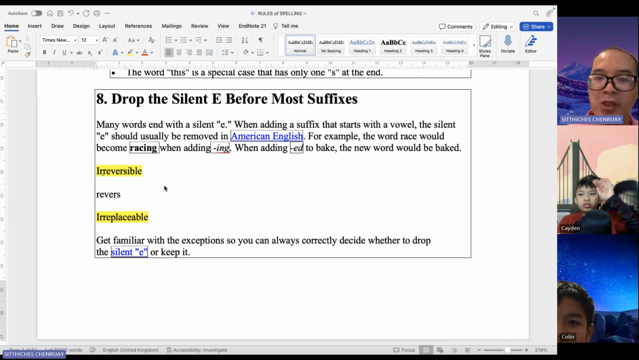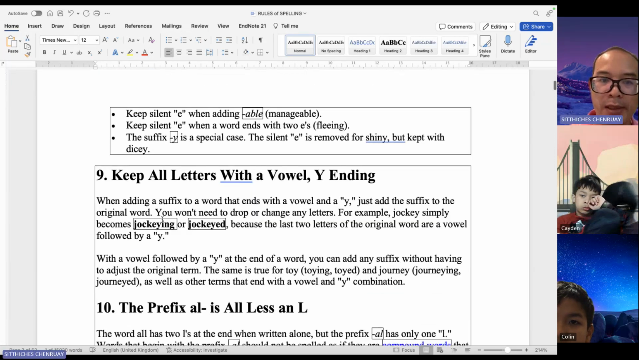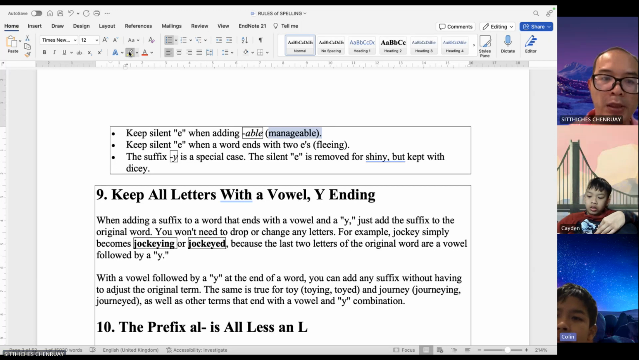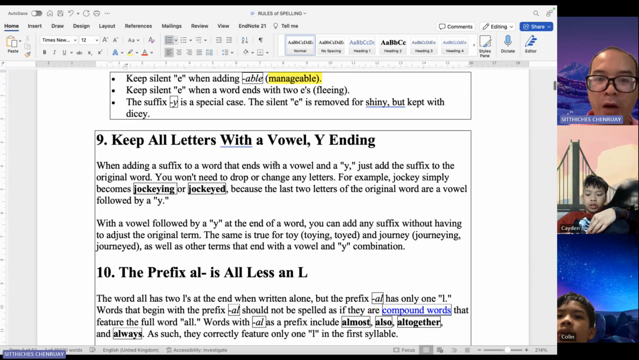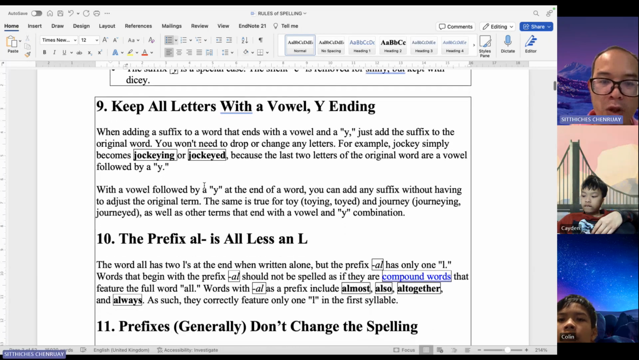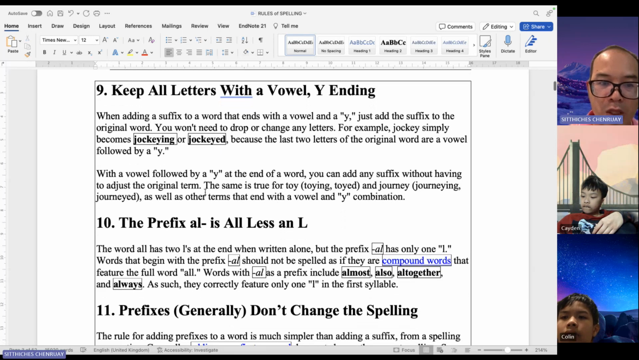Okay, reversible and replaceable is one. And then this is like manageable. Sometimes we put E. Then keep all letters with a vowel Y ending, right? Jockey, and sometimes it changes. Journeyed, for example, journeying.